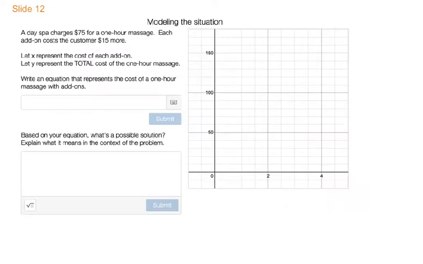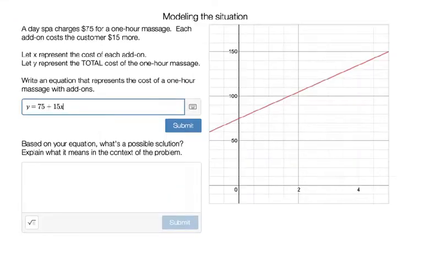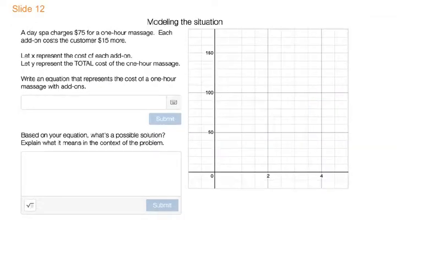So here we go. Again, modeling a situation where we're going to be writing an equation. In this case, I do have the equation that goes with this, so we'll be able to take a look at it and talk about possible solutions. But let's first get our equations written.